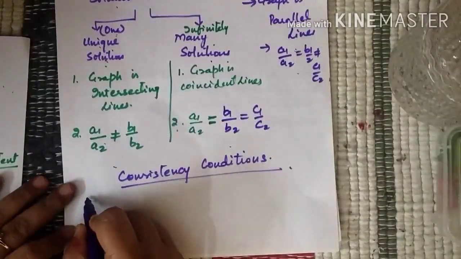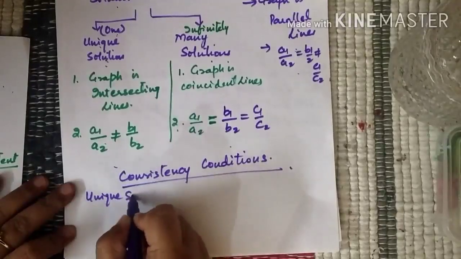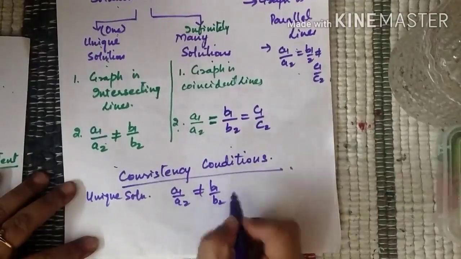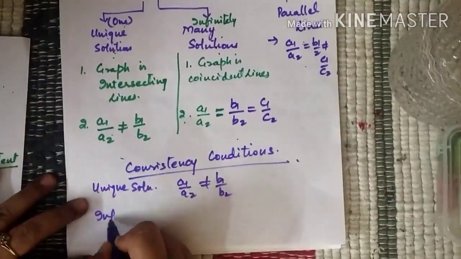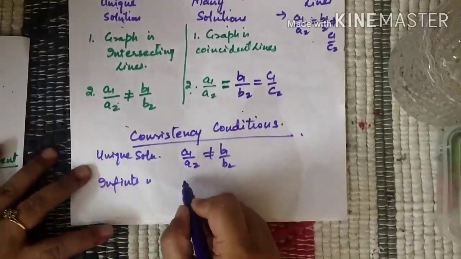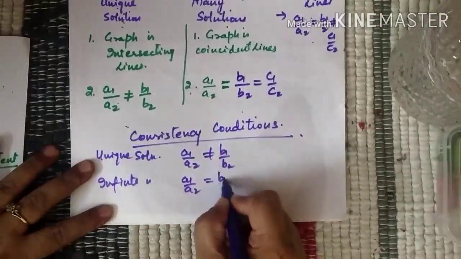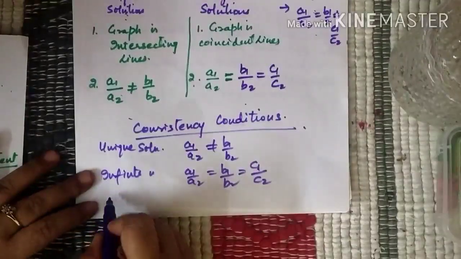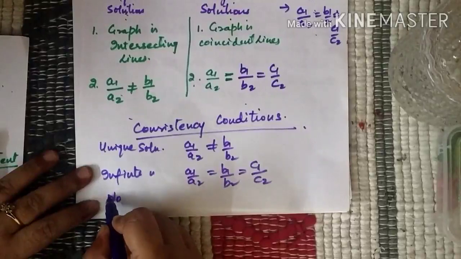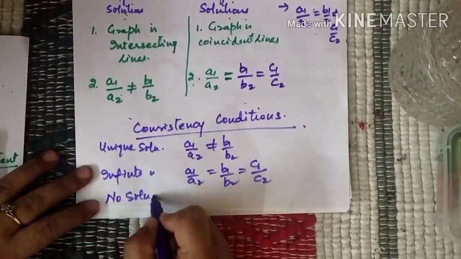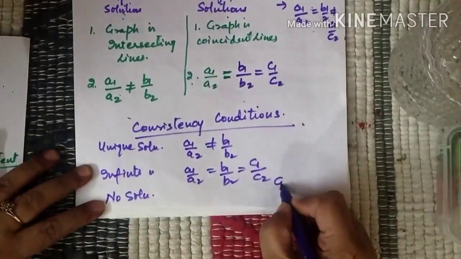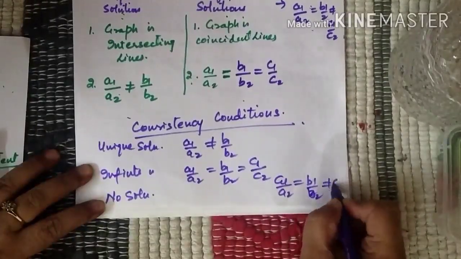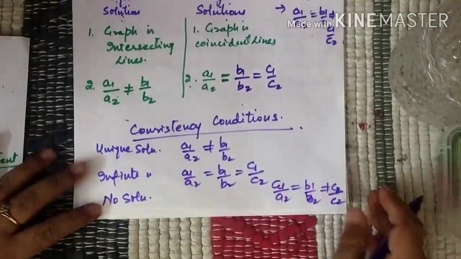So for unique solution, we have a1/a2 is not equal to b1/b2. For infinite solutions, I have all the three equal. And for no solution, that is parallel lines, for no solution I have a1/a2 equal to b1/b2 but not equal to c1/c2. We have these conditions.